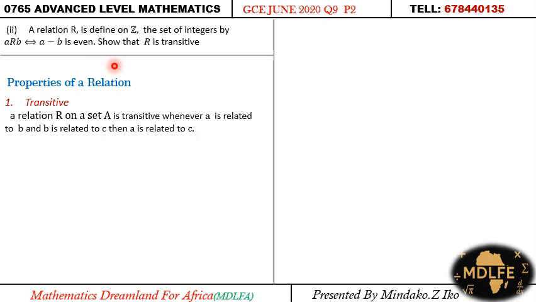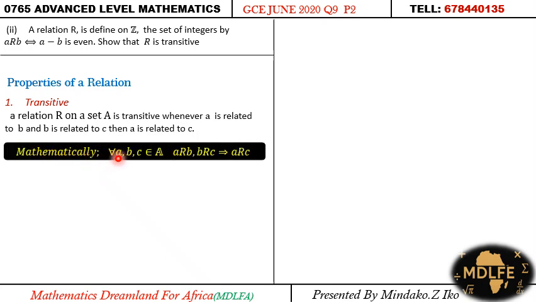Let's begin with property 1, which is transitive. A relation R on a set A is transitive whenever A is related to B and B is related to C, then A is related to C. Mathematically, for all A, B, C in A, if A is related to B and B is related to C, it implies that A is related to C.